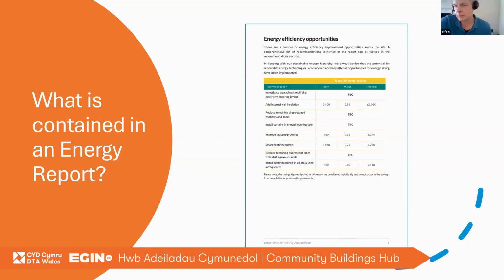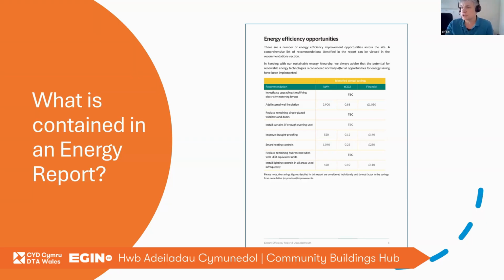So what we can see in this table is the financial savings for doing those measures. Adding internal wall insulation would have saved about £1,000 a year off of that £10,800 annual electricity cost. It also gives you the total amount of carbon that each measure saves you, as well as the total amount of energy that it's saving as well.